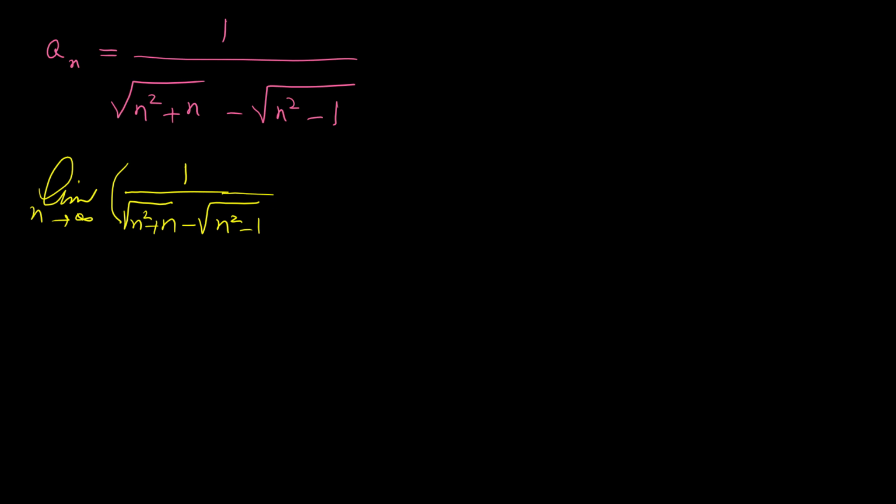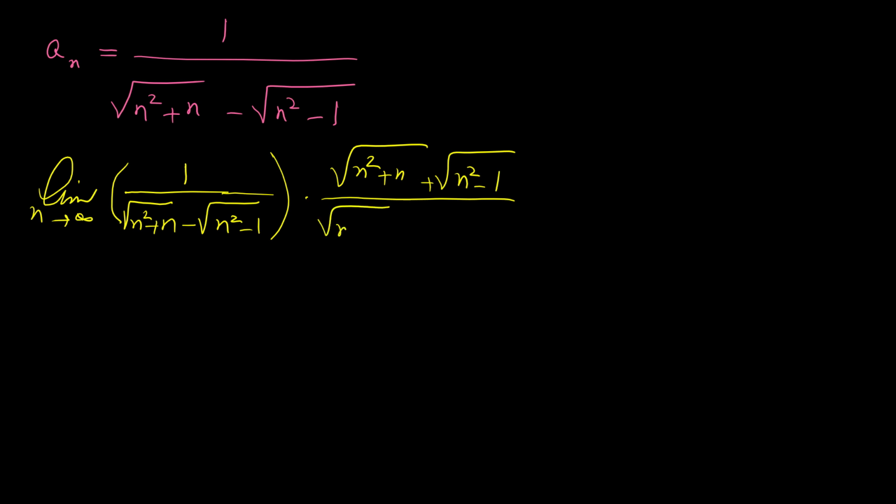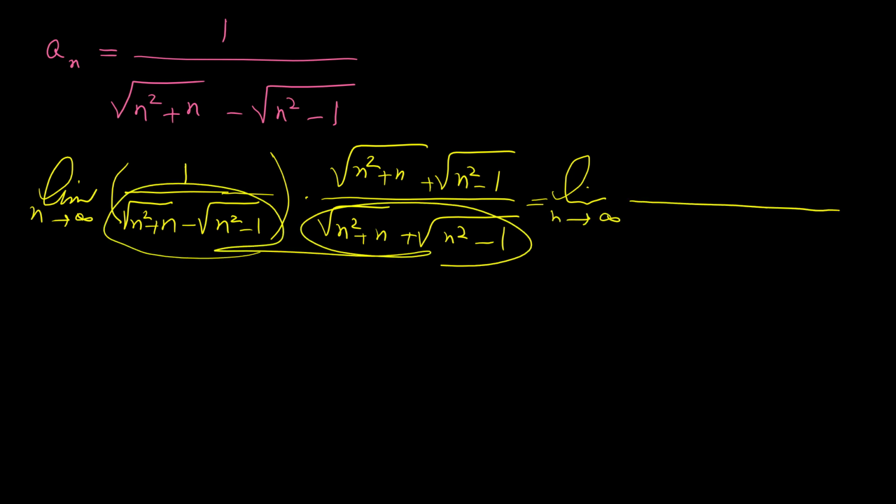And for finding this limit, we multiply numerator and denominator by the conjugate, which is radical n to the 2 plus n plus radical n to the 2 minus 1 over the same expression. By doing this, what do we have in the denominator? Because we multiply this by its conjugate, the radicals cancel, and we have only the expressions inside the radical.